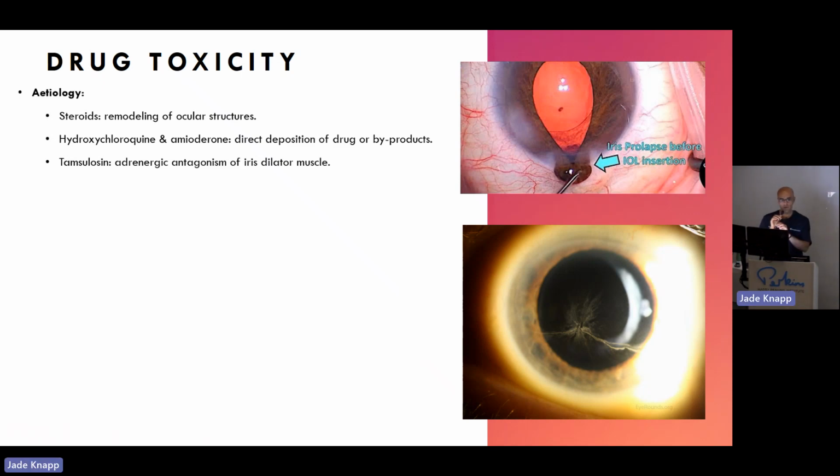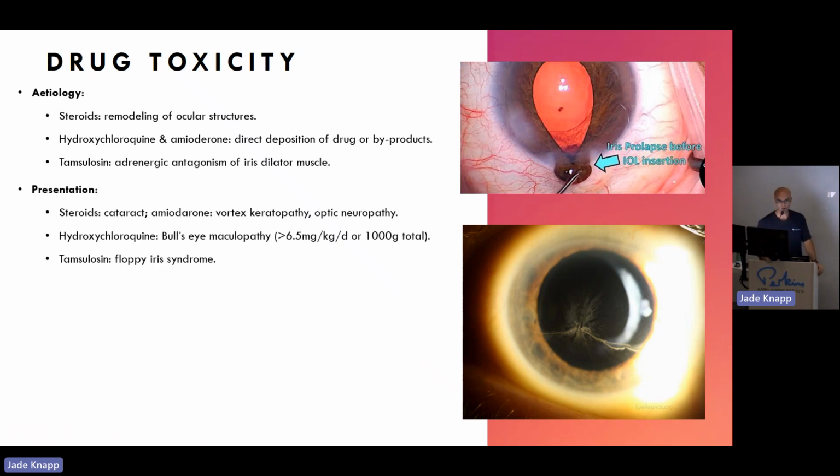So I've probably mentioned most of this stuff already, but how does it work? Steroids lead to remodeling of the capsule, okay, the back of the lens. Plaquenil and amiodarone, you get direct deposition of the drug itself or byproducts of the drug. And tamsulosin, prostate medication, is antagonistic to the receptors in the dilator muscle. So therefore the iris doesn't dilate properly. And that damage is usually permanent. So short-term drug use and then permanent effect on the iris.